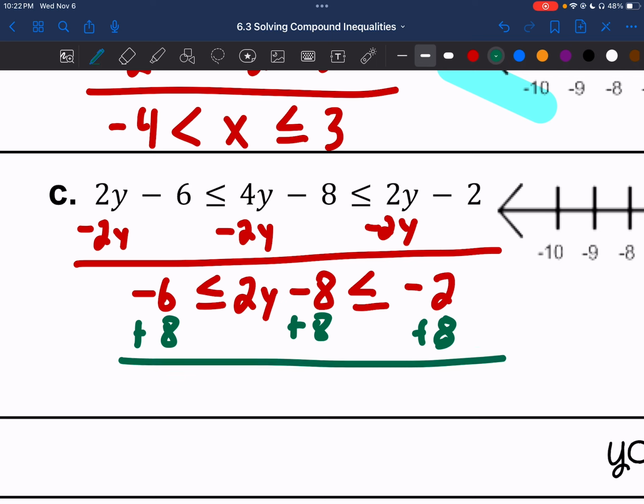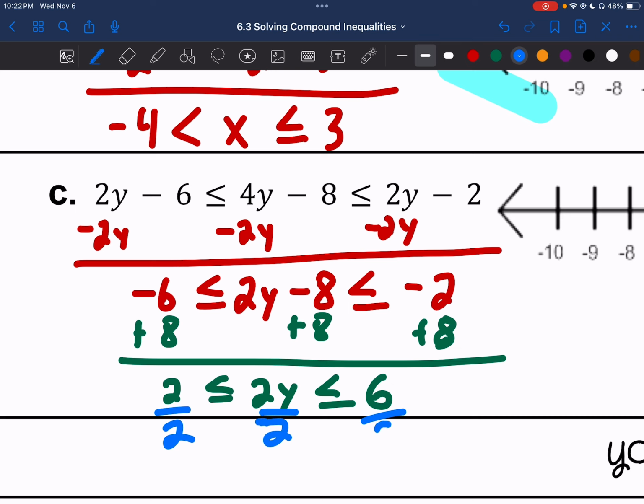And negative 6 plus 8 is 2, which is less than or equal to 2y, which is less than or equal to negative 2 plus 8, which is 6. And now my last step is to divide all three intervals by 2. And I get 1 is less than or equal to y, which is less than or equal to 3.